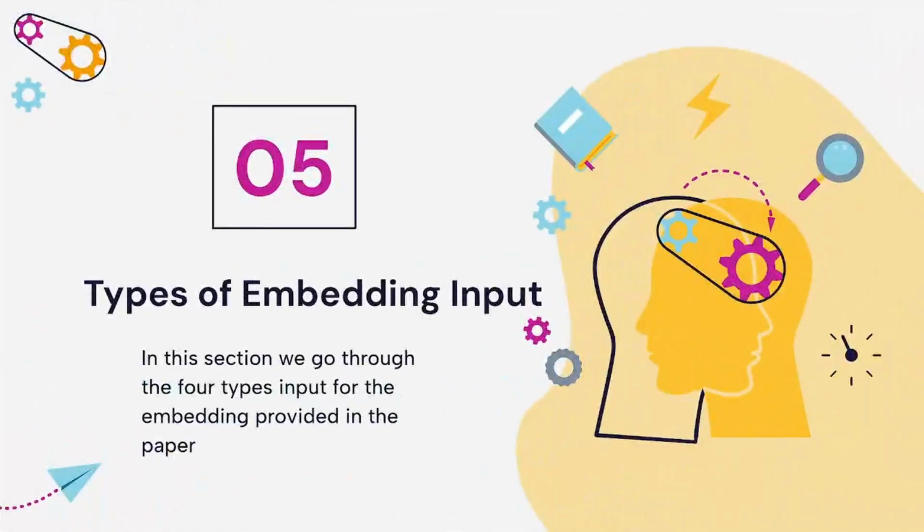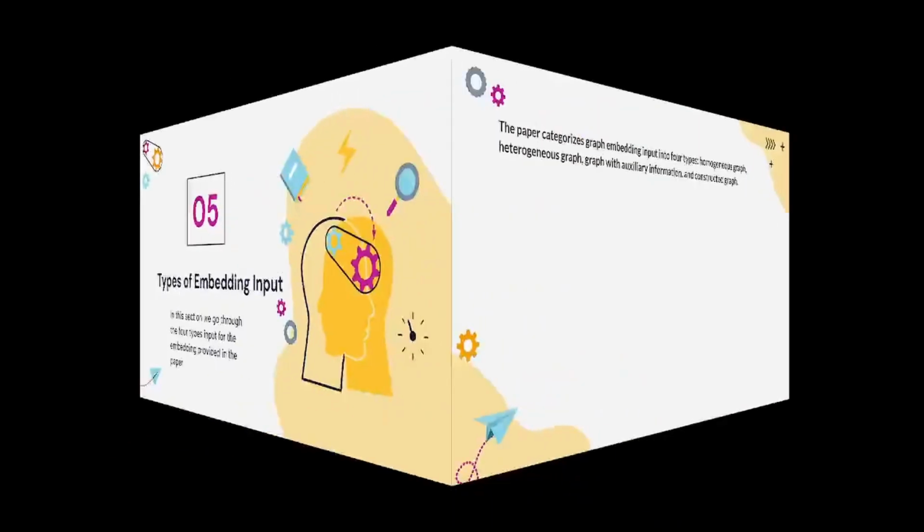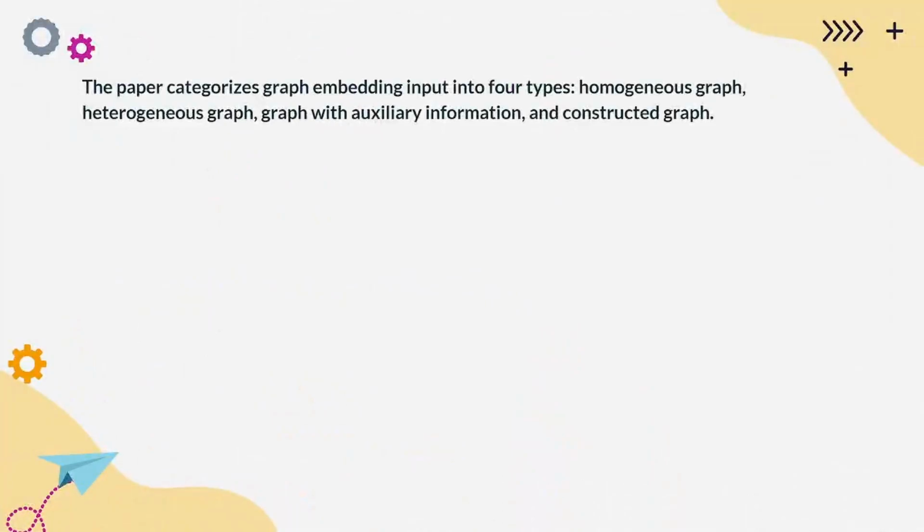So now coming on to the types of embedding input. In this section, we will go through 4 types of input for the embedding provided in this paper. So this paper categorizes graph embedding input into 4 types: homogeneous graph, heterogeneous graph, graph with auxiliary information, and the constructed graph. The homogeneous graph.